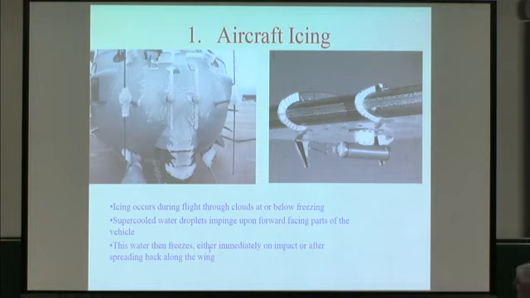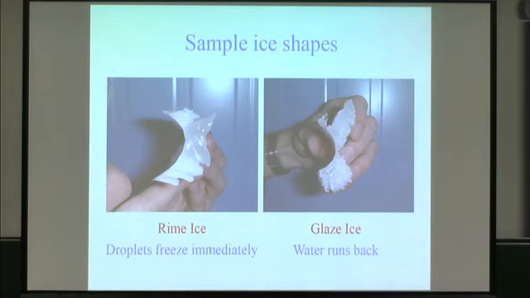So the supercooled water droplets impinge upon the front of the aircraft, air vehicle, and water either then freezes immediately or spreads along the side of the aircraft, or some of it will go into the wake downstream. So the way it freezes has a profound effect on the shape of the icing on the front face of the aircraft or the wing, and we can see that here. Typical shapes produced either for rime ice or glaze ice.